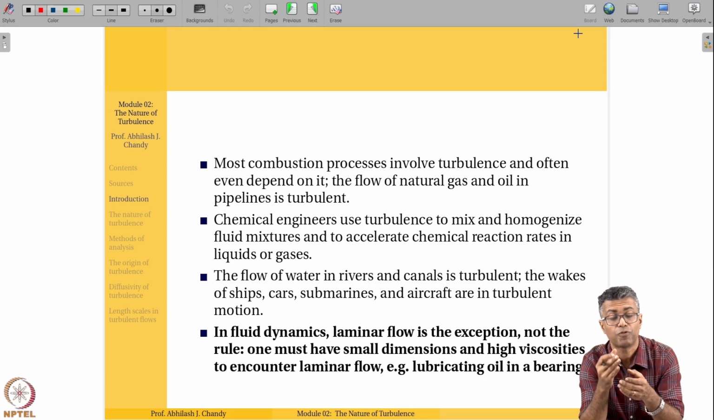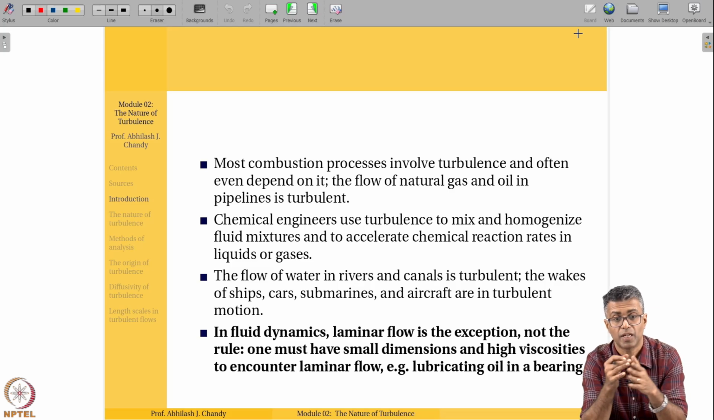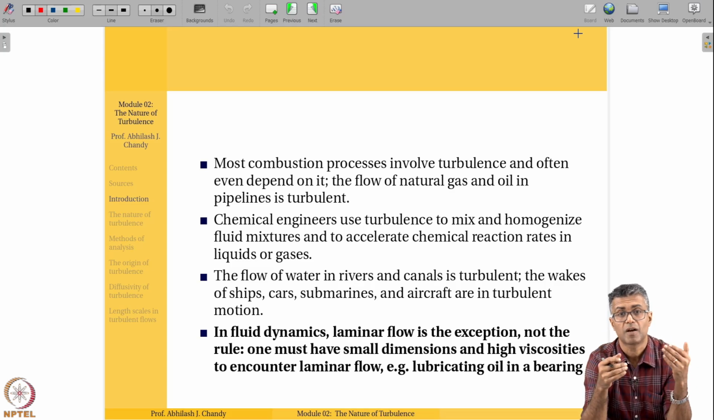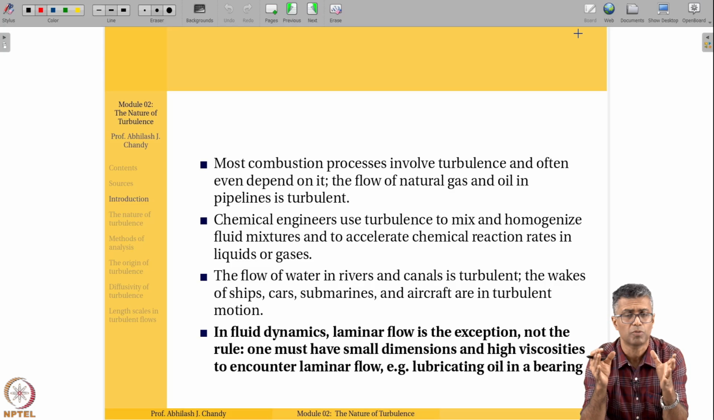Another example: the flow of water in rivers and canals, like we see out in nature, is turbulent. Engineering example again: the wakes of ships, cars, submarines and aircraft are all turbulent motion. So numerous examples that we have seen, both in nature and in engineering, involve turbulent flows. Like I was saying earlier, laminar flow is an exception. It is not the rule. And so we are having to deal with flows that are mostly turbulent.